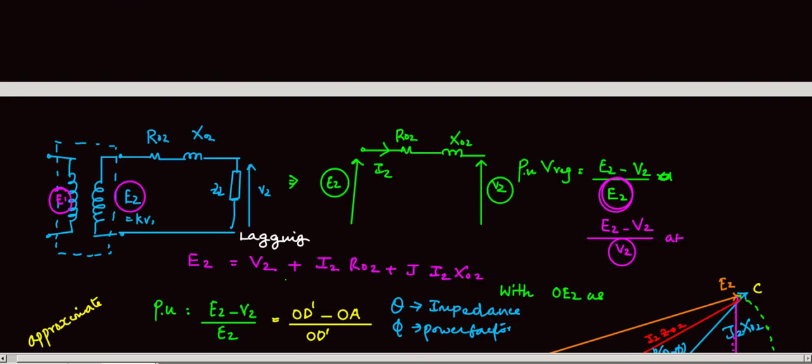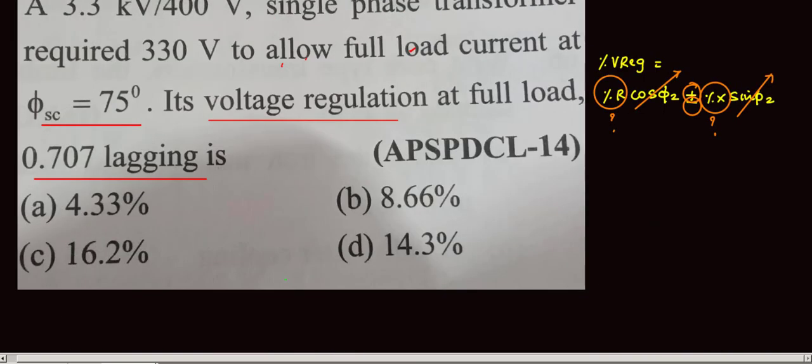But here phi s is the short circuit power factor. Let's see, we know very well about the short circuit test in transformer.